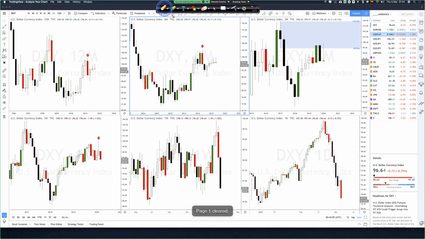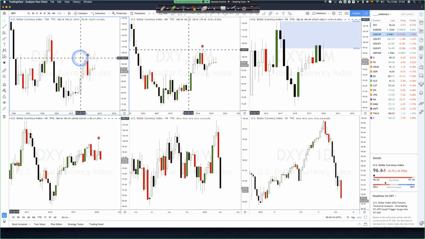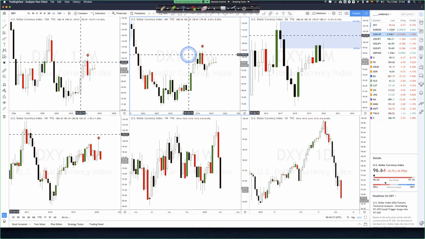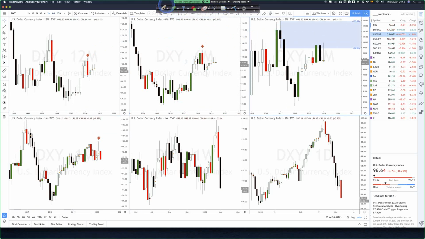And this is where we can start now putting all the pieces of the puzzle together, because we've got here short bias on the 12-month chart, short bias on the 6-month chart, short bias on the 3-month chart. So what is the anti-time frame for the 3-month time frame?